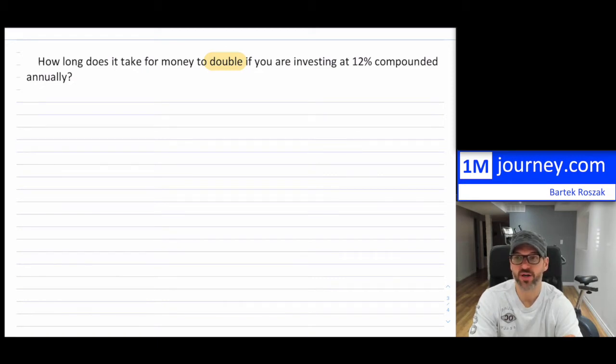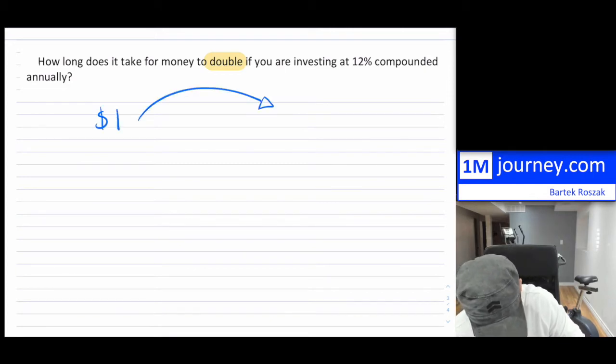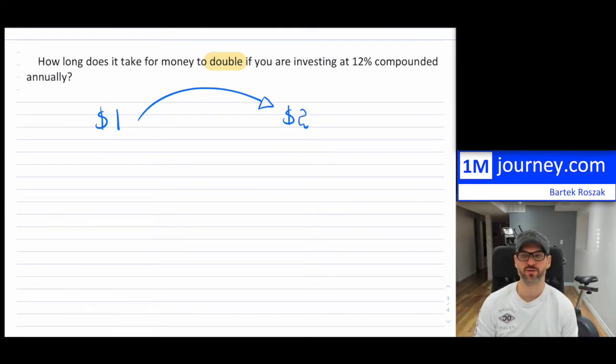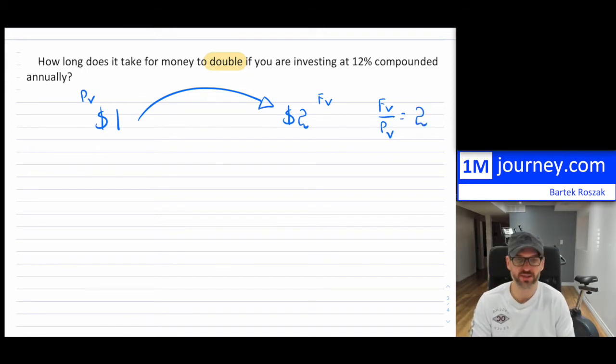Now, this example is compounded annually, so it makes it a little bit easier. Let's dive into this particular example. For doubling money, if they do not give you an amount, then you use the simplest amounts. How long will it take for me to double $1 and make it $2? That certainly means a doubling. So that is the future value, and this is the present value, which means future value divided by present value is simply equal to 2.